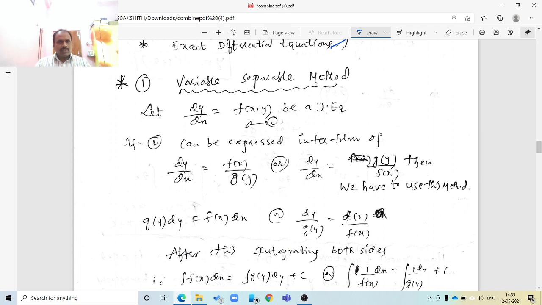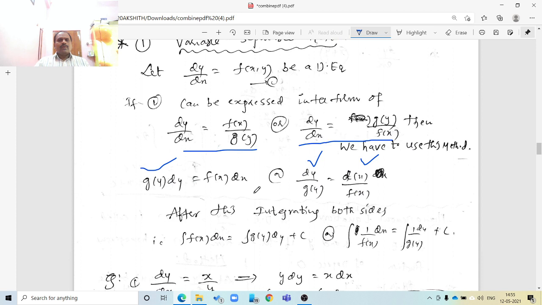Let dy by dx is equal to f of x comma y be a differential equation. If it can be expressed as dy by dx equal to f of x by g of y, or dy by dx is equal to g of y by f of x, in these two forms, we have to use this method. Whenever the question is in these two forms, you take the cross multiplication. This is g of y dy equals f of x dx. If you get in this form, g of y dy is equal to f of x dx, or dy by g of y is equal to dx by f of x, then this method is applicable.